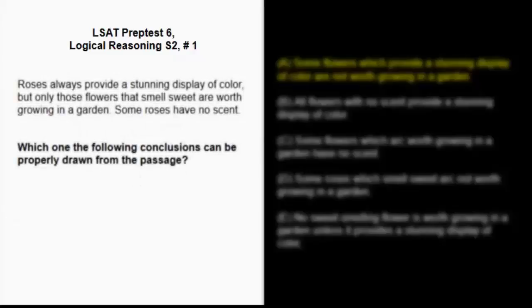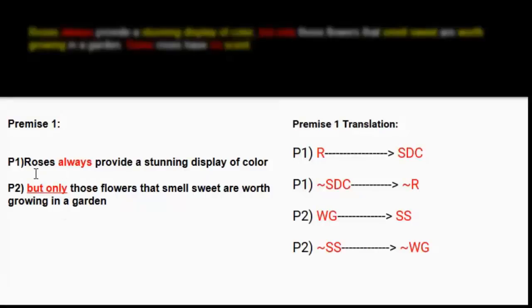All right, stimulus apart. We're going to strip down all the fat and see what we have. Let's hack this. Premise 1 says roses always provide a stunning display of color. So we can simply say R arrow SDC, which stands for stunning display of color. Then we derive the contrapositive, which you should always do when you have an if-then statement: not SDC arrow not R. Now you're done with that.